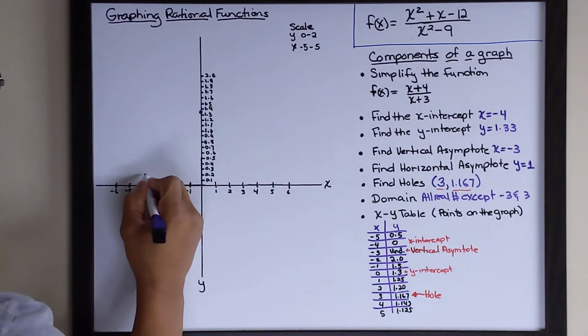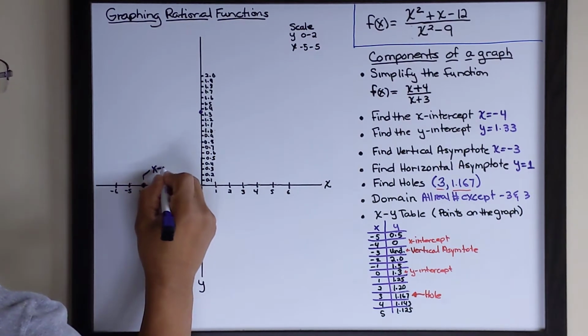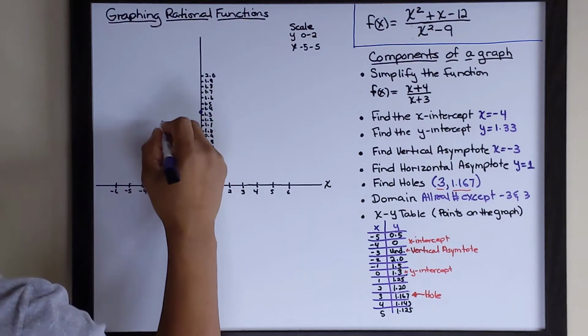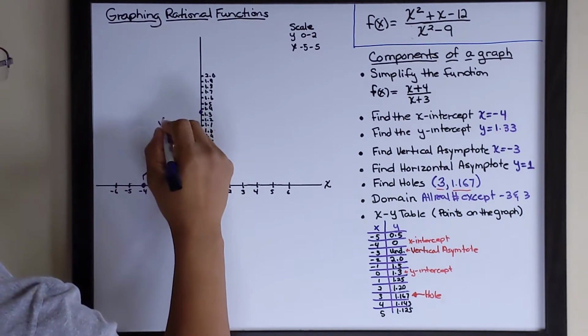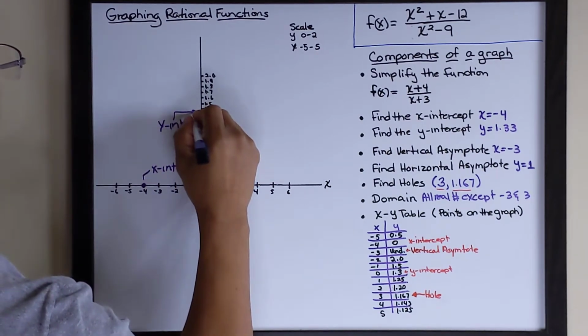But let's go ahead and label those points right here. So this is going to be the x-intercept, and then this is going to be the y-intercept. I'm going to erase that a little bit like that. Intercept, little arrow right there.